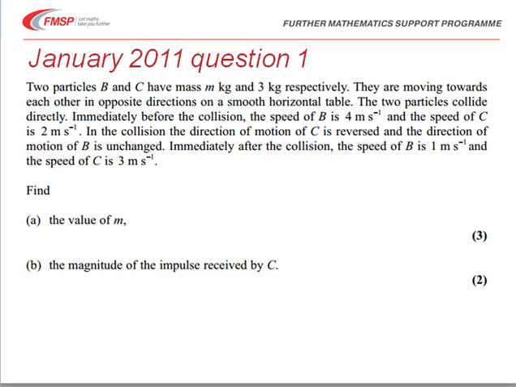In the collision, the direction of the motion of C is reversed and the direction of the motion of B is unchanged. Immediately after the collision, the speed of B is 1 meter per second and the speed of C is 3 meters per second. So we're asked with that information to find the value of m, which is the mass of particle B, and the magnitude of the impulse received by C.